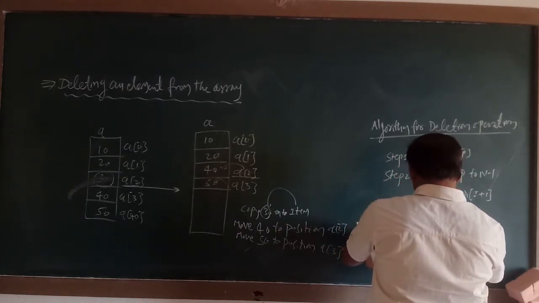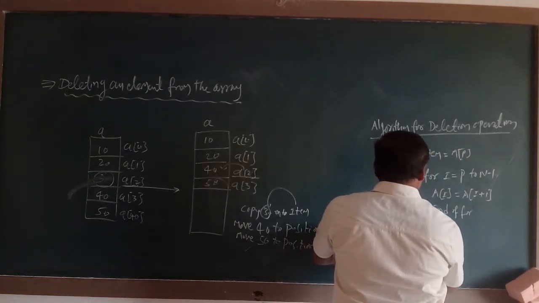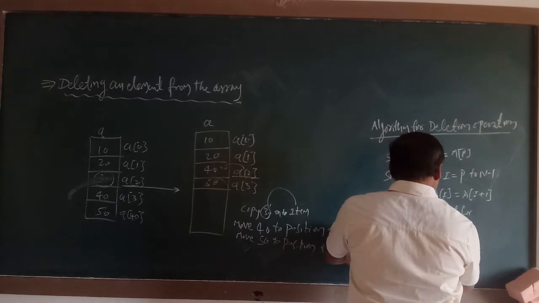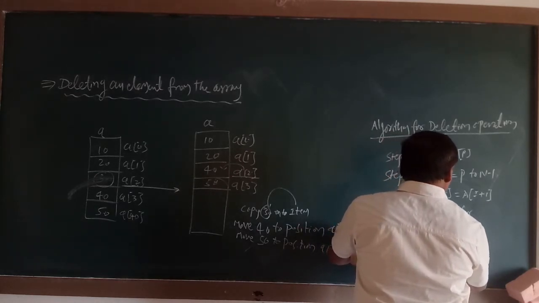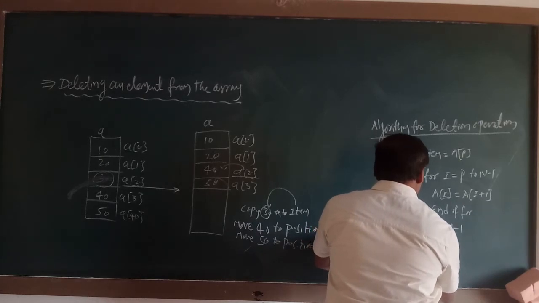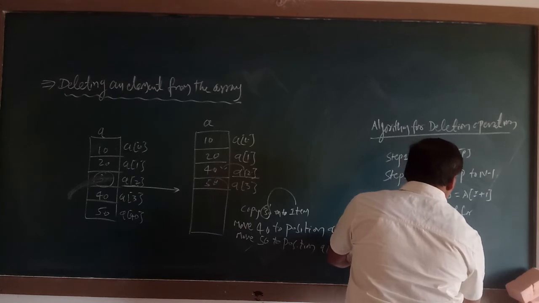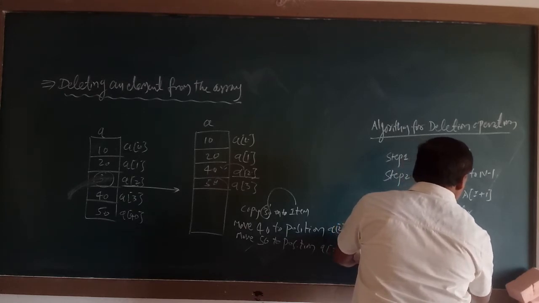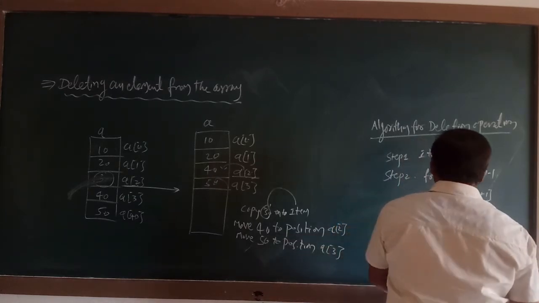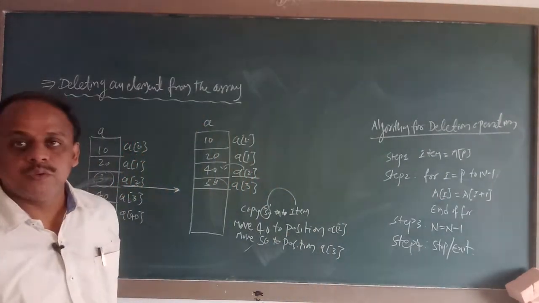End of for loop. Step 3, n equal to n minus 1. Step 4, stop or exit. See here, very simple steps, only 4 steps.